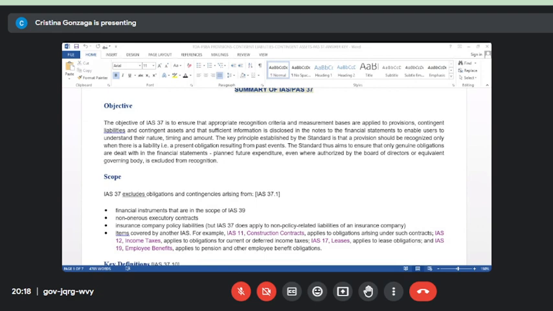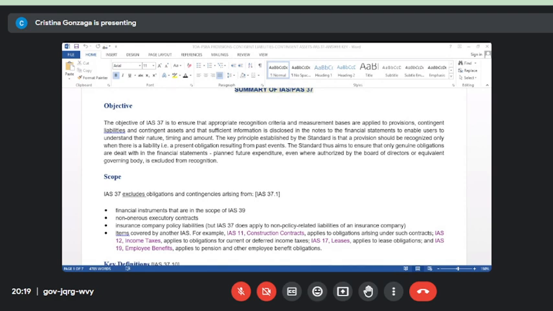Now, measurement of a provision. Sabi nga natin, how do you measure a provision? Normally, i-estimate natin yan. The amount recognized as a provision may be the best estimate of the expenditure required to settle the present obligation, di ba, at the end of the reporting period. Now, how do we measure it?